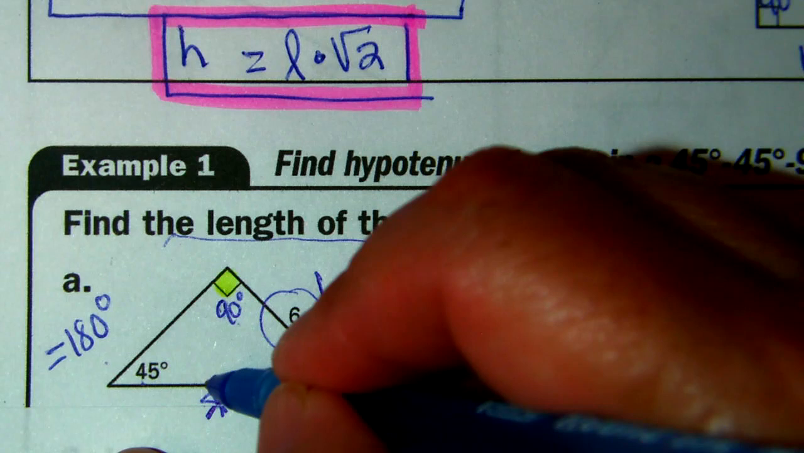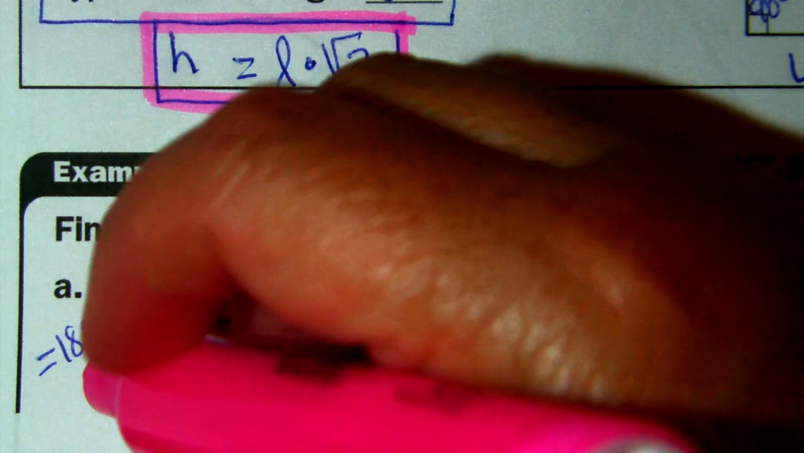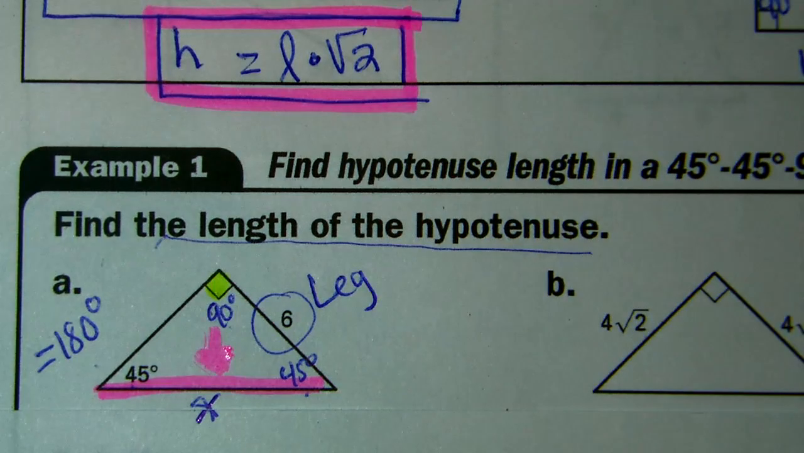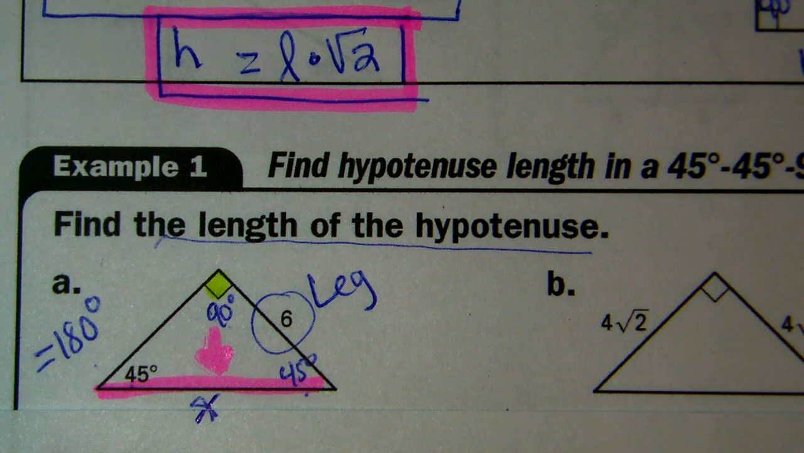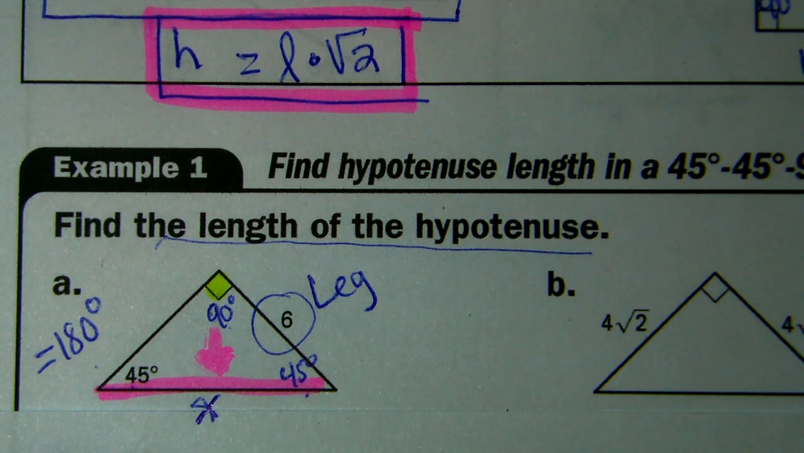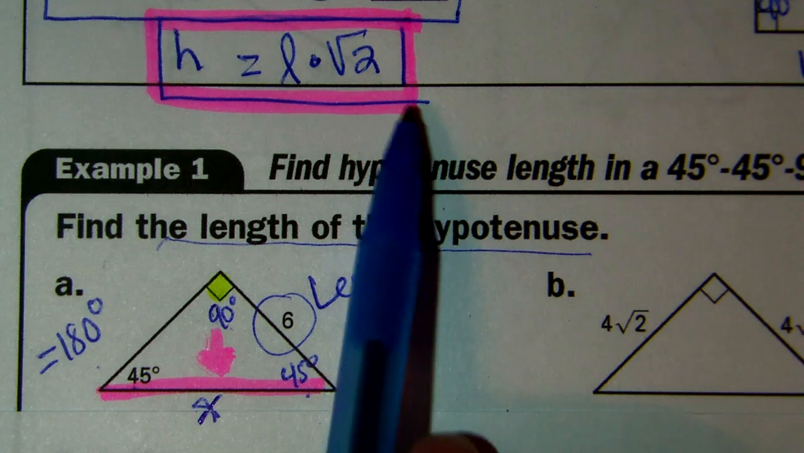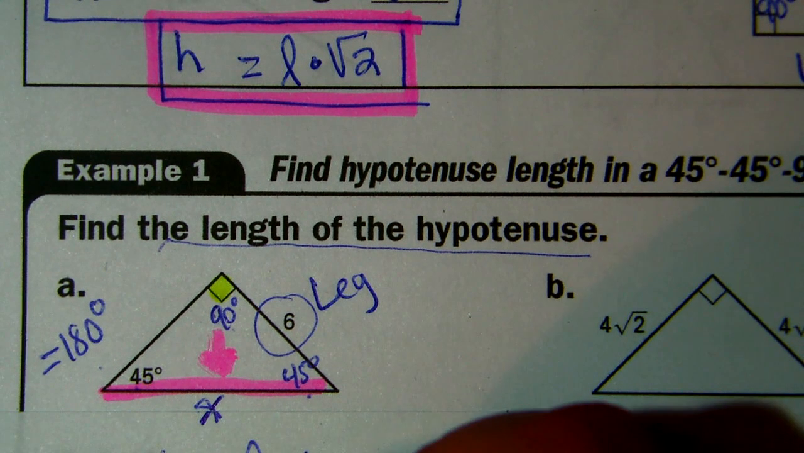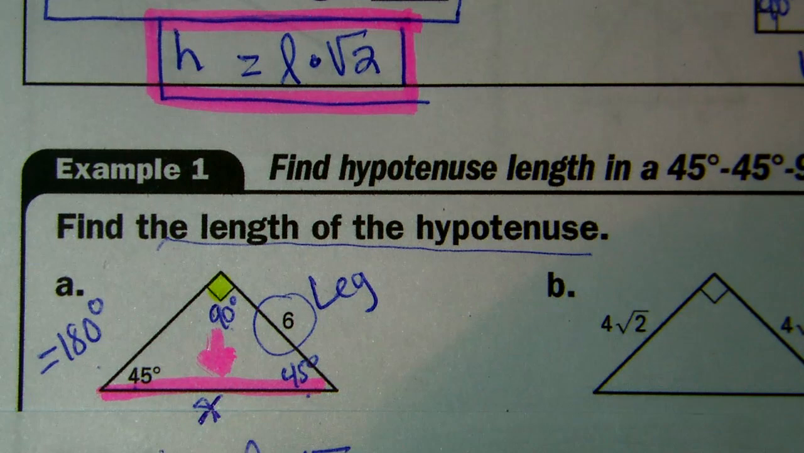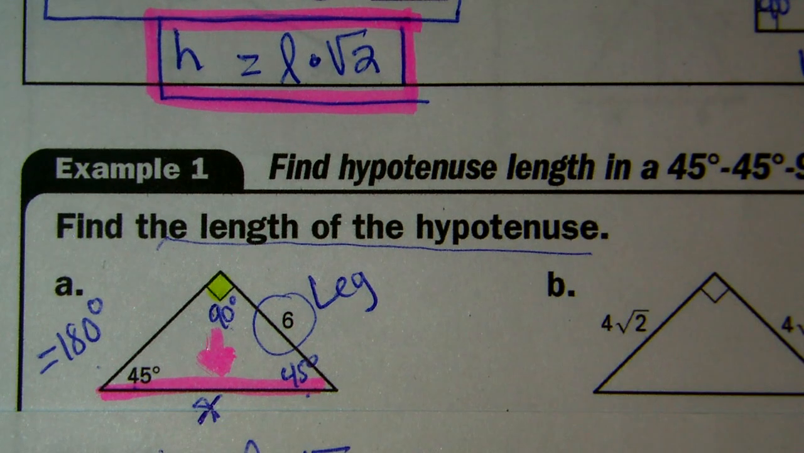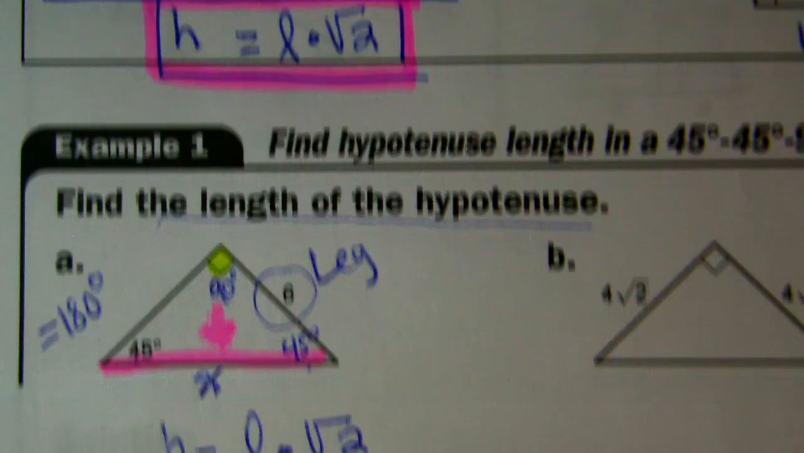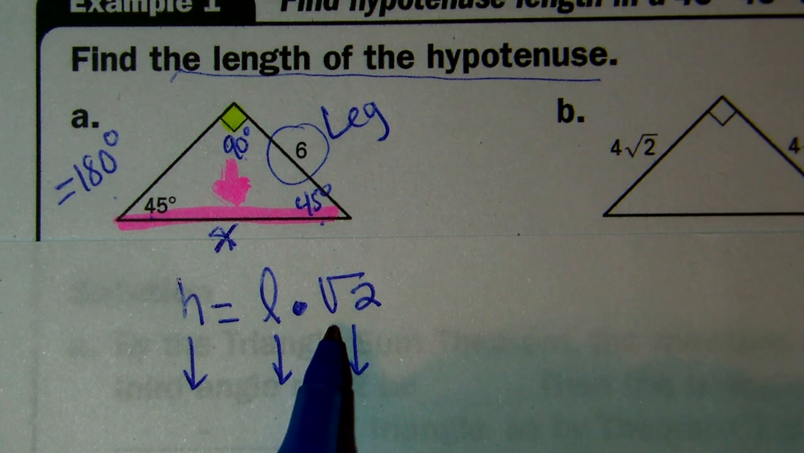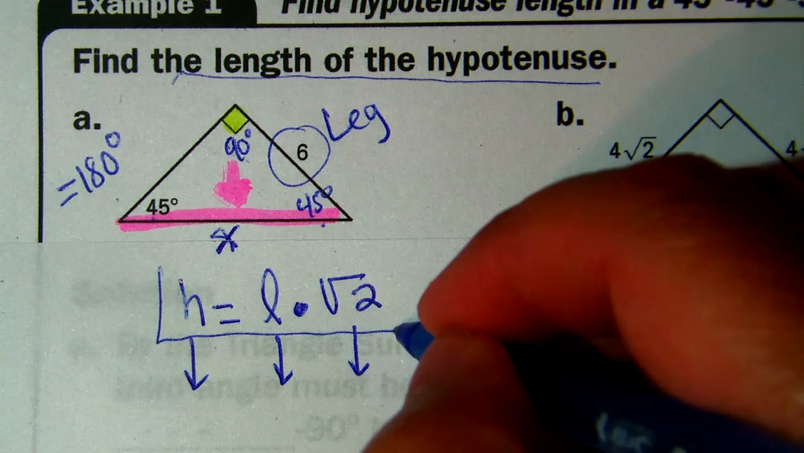Remember that the hypotenuse is always the side that is across the right angle. This marker is bad. Okay. All right, so we're going to use our formula that we wrote over here. Hypotenuse equals leg times square root of 2. Since we're looking for x, we're going to substitute what we know in what we don't know. I wrote the formula. The hypotenuse equals the leg times square root of 2. Remember, this is a formula.